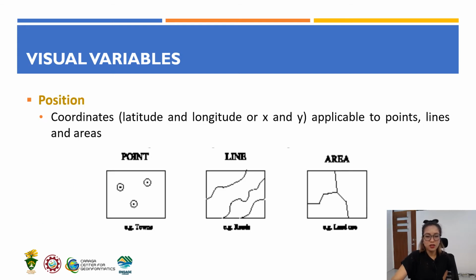So position. Coordinates, the latitude and longitude, or in simpler variable, we represent it as x and y. It's applicable to points, lines, and areas. So for example, kani siya, represent siya og mga towns. Okay? And this one, this is not readable, but I assumed na roads ni siya. So, ang mga roads can be represented by a line.